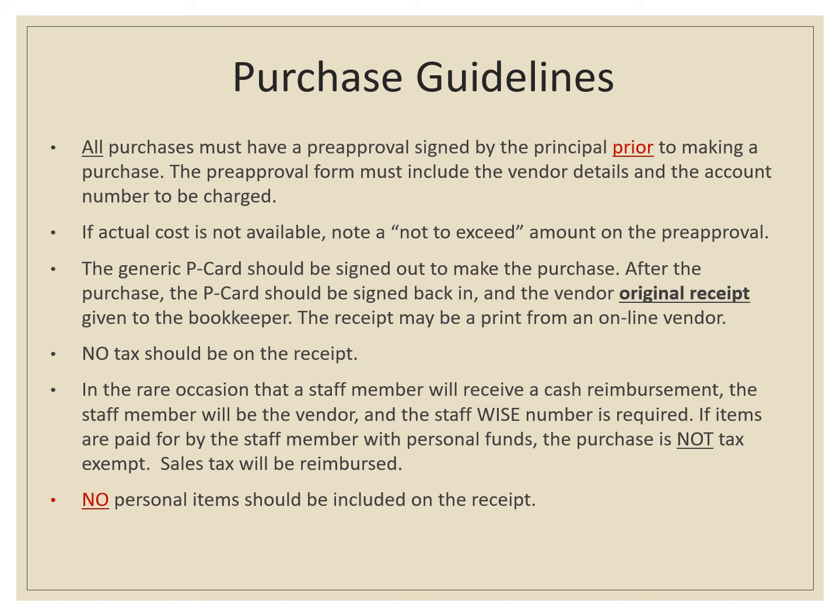In instances where staff members will receive a cash reimbursement, the staff member will be the vendor and the staff wise number is required. If items are paid for by the staff member with personal funds, the purchase is not tax exempt. Sales tax will be reimbursed. No personal items should be included on the receipt used for reimbursement.